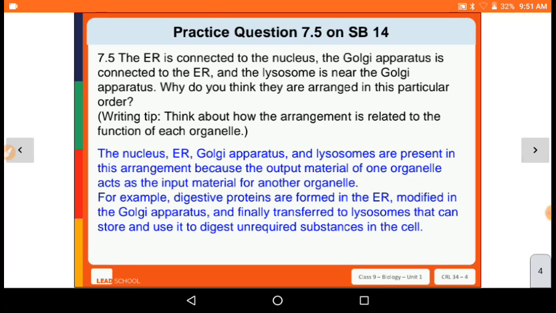So here we completed today endoplasmic reticulum, Golgi body, and lysosome, and two practice questions. Practice question number 6 and 7. In tomorrow's class we will learn mitochondria, plastids, and vacuole. Next class. Okay, that's it for today.